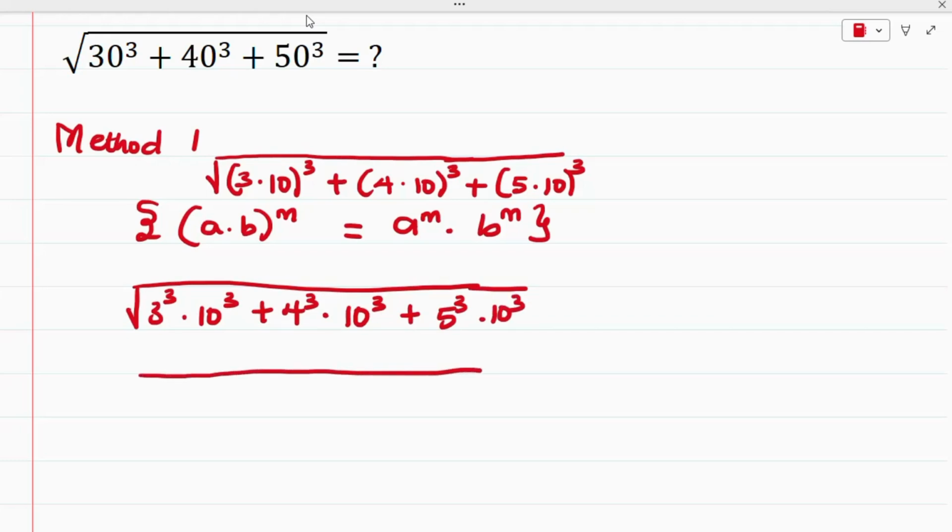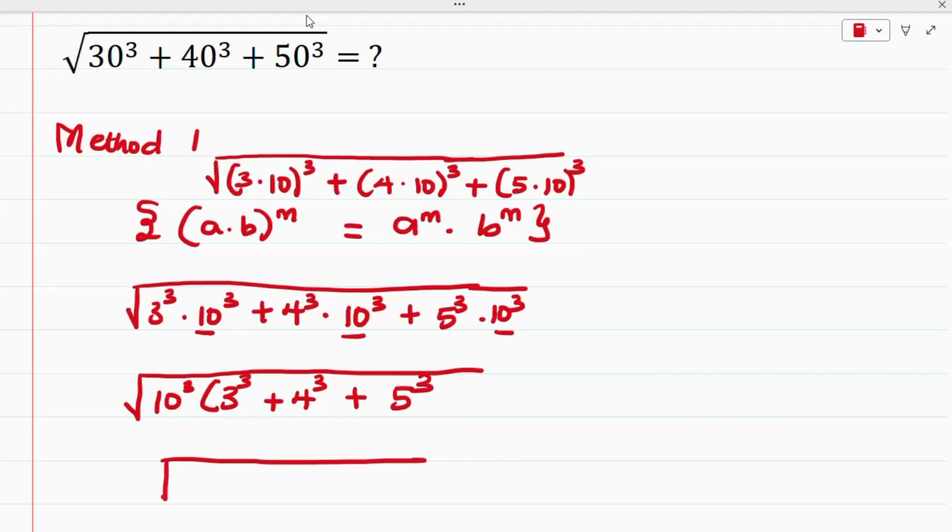So we have this to be the square root of, now in this we have 10 raised to the power of 3 to be a common term. So we're going to factor this out. So we have 10 raised to the power of 3 into 3 raised to the power of 3 plus 4 raised to the power of 3 plus 5 raised to the power of 3. So we have the square root of 10 raised to the power of 3 into 3 raised to the power of 3 is 27, plus 4 raised to the power of 3 is 64, plus 5 raised to the power of 3 is 125.